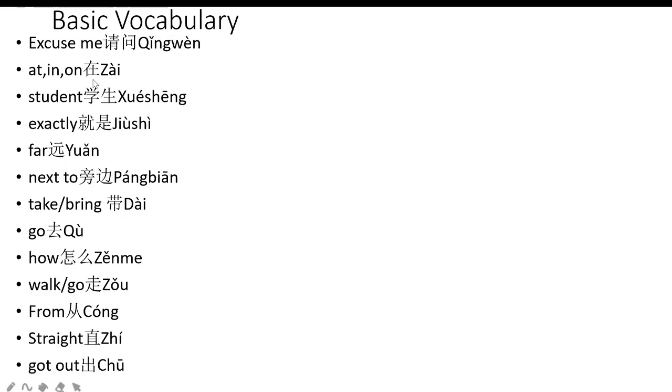Basic vocabulary. Excuse me is Qing Wen, or you can say Qing. At, in, on is Zai. Student is Xuesheng and international student is Liu Xuesheng. Exactly is Jiu Shi. Far is Yuan. Next to is Pang Bian. Take or bring is Dai. Go is Qu. How is Zenme. Walk or go is Zou. From is Cong. Street is Jie. Go out is Chu.